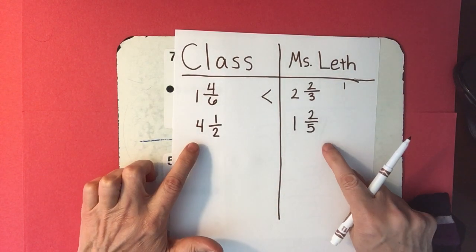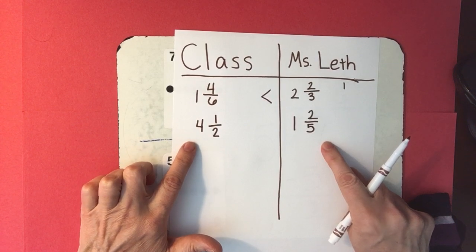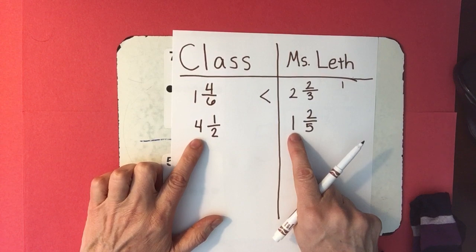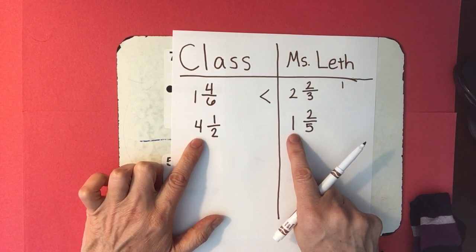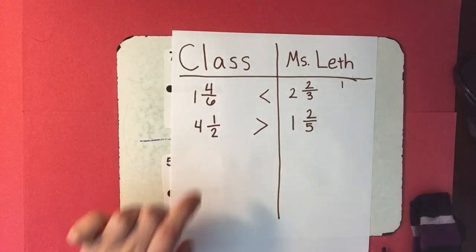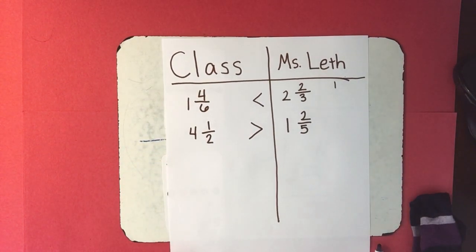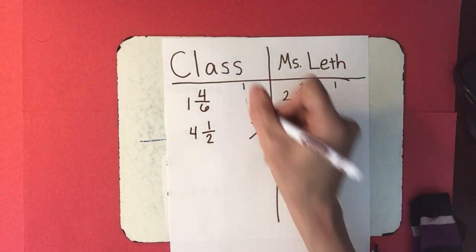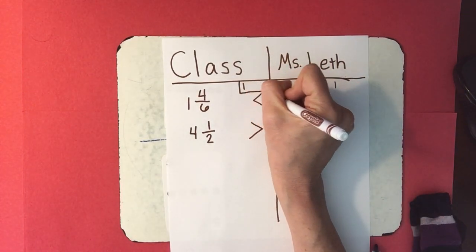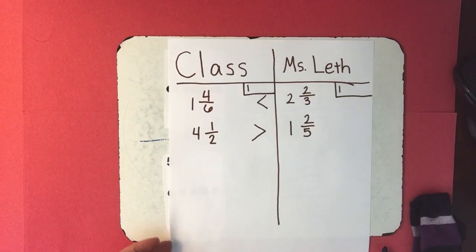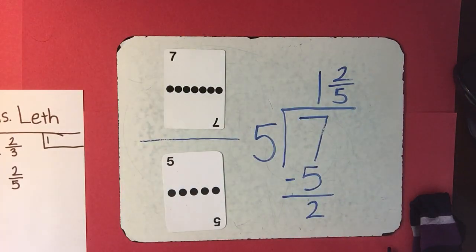So if we were to compare which one's bigger, 4 1/2 or 1 2/5, we really just need to look at our whole numbers, right? And we know that 4 is bigger than 1. So you're going to write the symbol that looks like that. And for this round, you've won. You've gotten a point. So good job. I'm going to make a little point box up here for us. Okay, now it is your turn again.